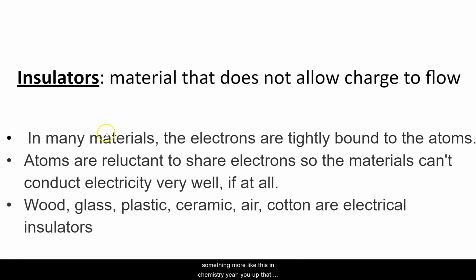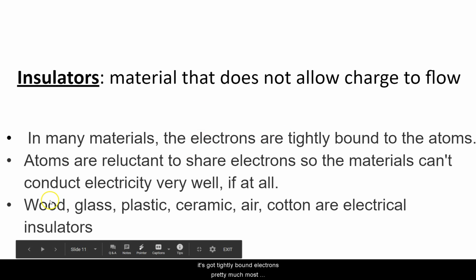The opposite of that would be an insulator, where the material does not allow the charge to flow. In most materials, electrons are tightly bound to atoms. Your skin, or a pencil you might be holding right now, has tightly bound electrons. Pretty much most materials out there have tightly bound electrons. It's just the metals that typically have less tightly bound electrons. So wood, glass, plastic, ceramic, air, cotton, all those are conductors, or sorry, insulators.